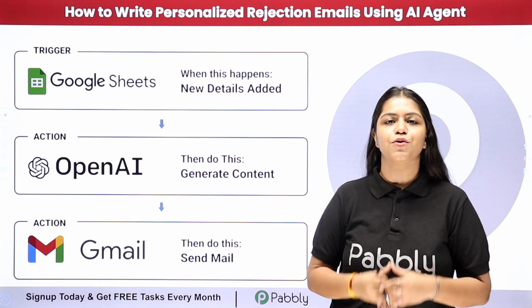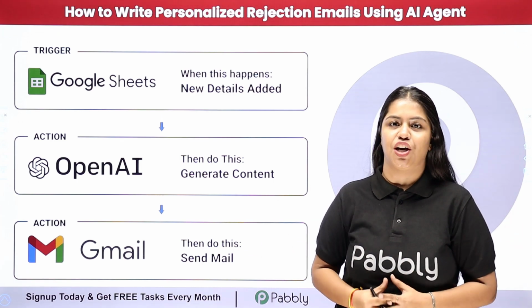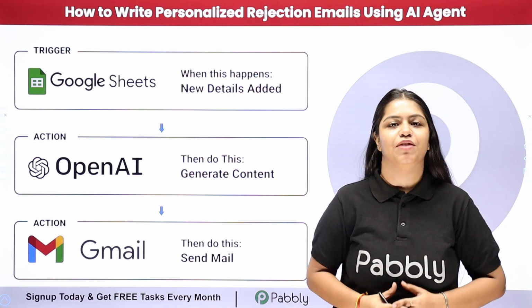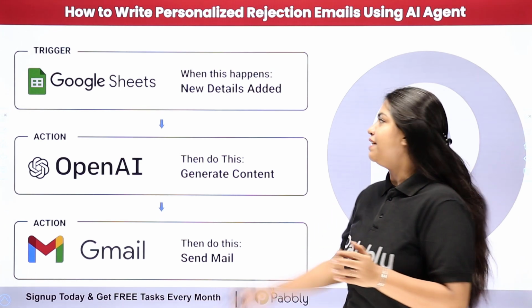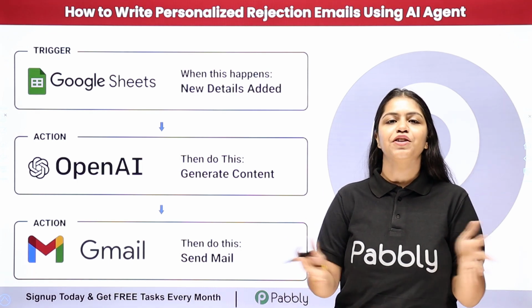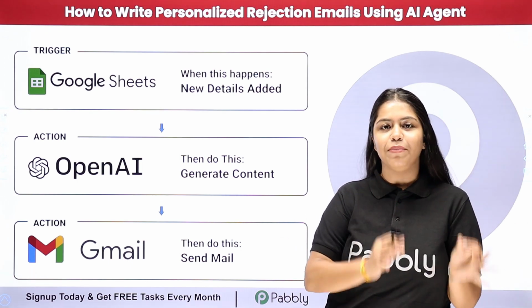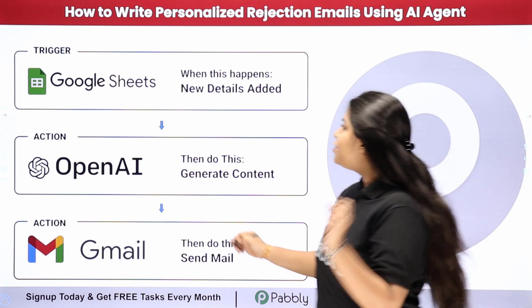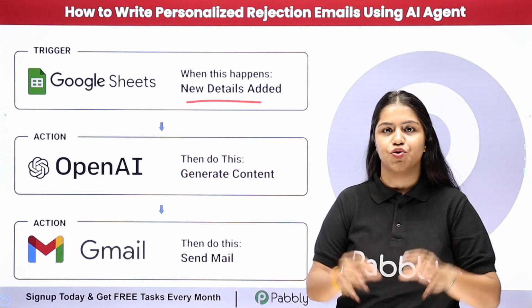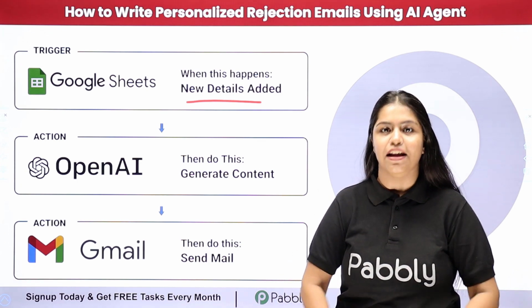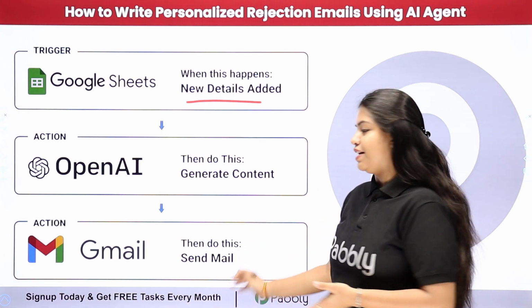So like you, I also used to manually write the personalized rejection emails, but this is such a time consuming and tedious task. So to solve this problem, I've simply created this amazing automation where, as soon as they update the status of the applicant in my Google Drive, automatically, using OpenAI, we are just going to generate a personalized rejection email, which we are just going to further send to our applicant.